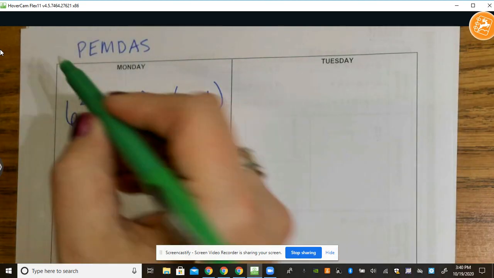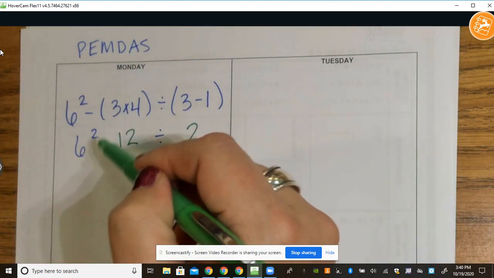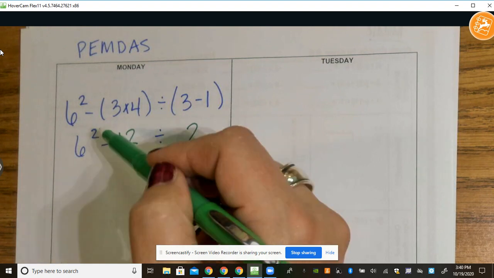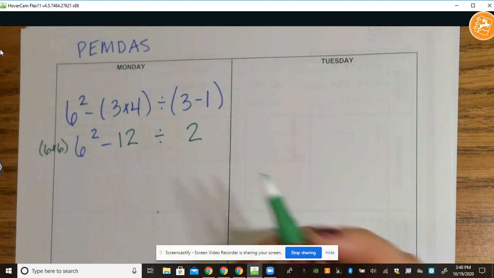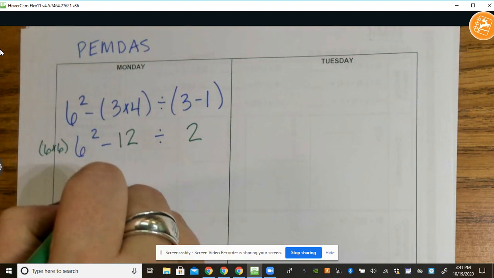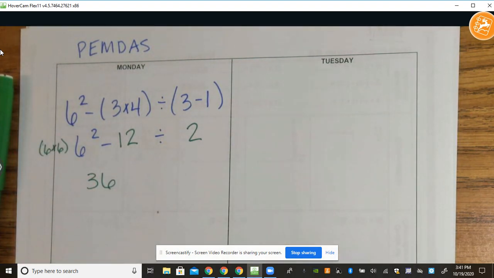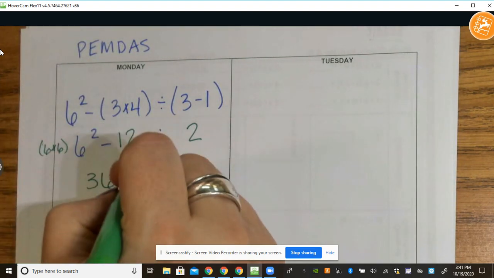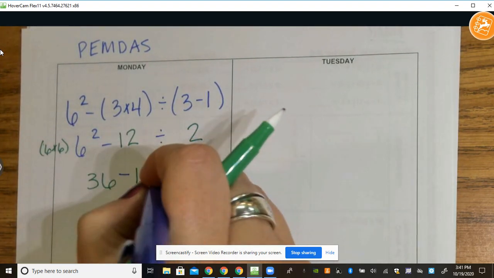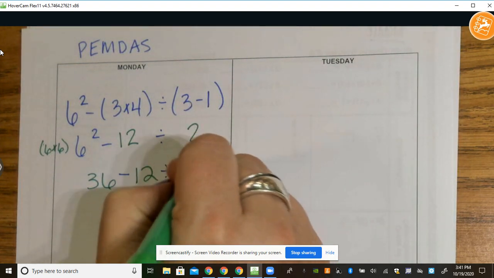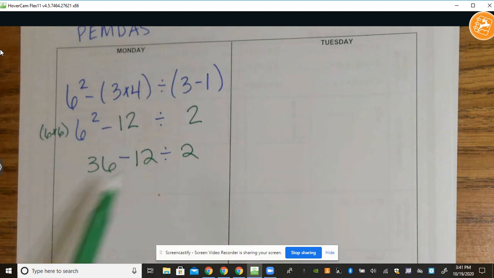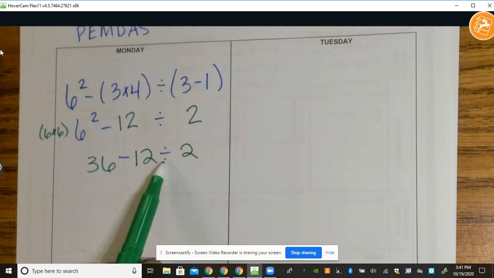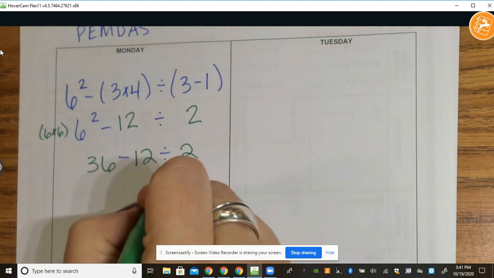Okay, so I've done parentheses. Now I need exponents. I have an exponent right here. 6 squared is like saying 6 times 6, and 6 times 6 is 36. So 36 minus 12 divided by 2. Is there any multiplying or dividing? Yes, there's a division symbol. So 12 divided by 2 gives me 6.